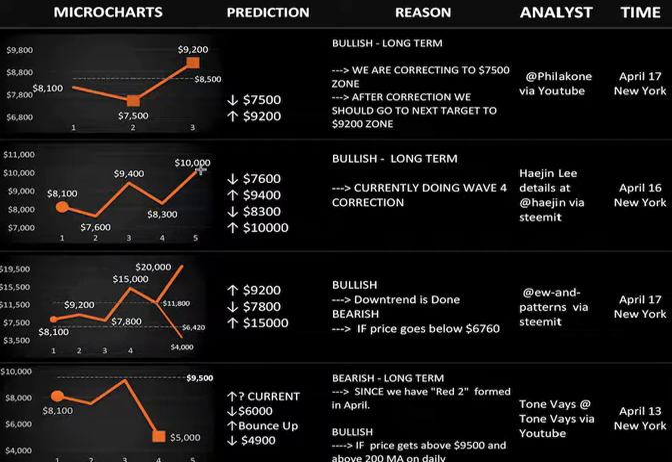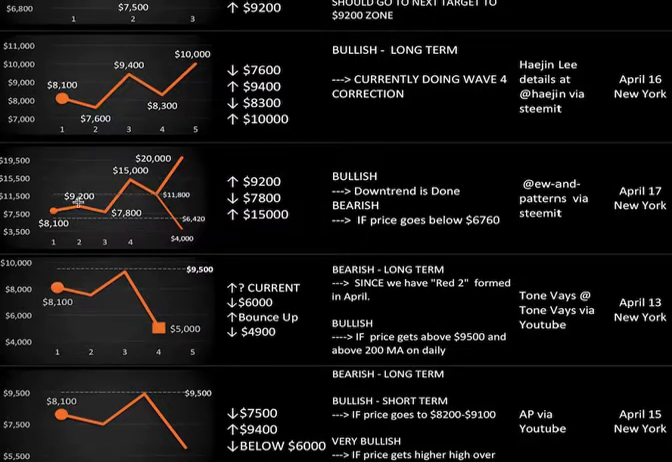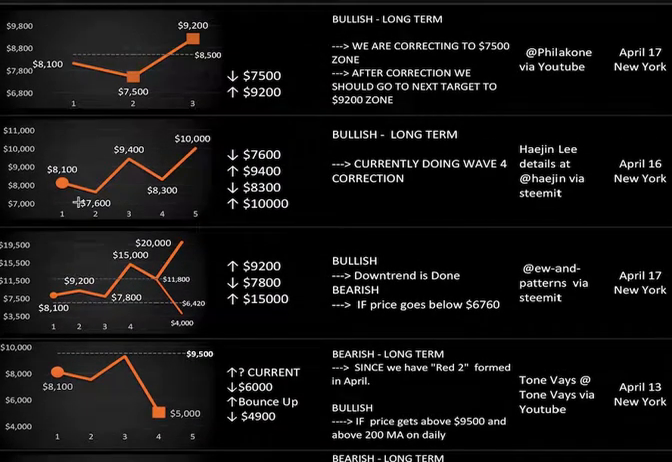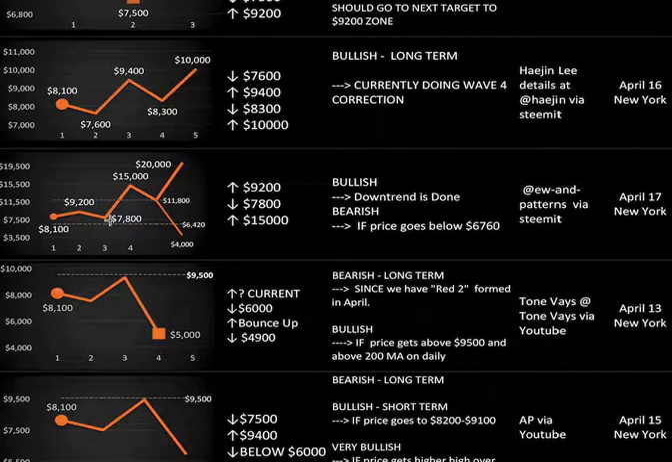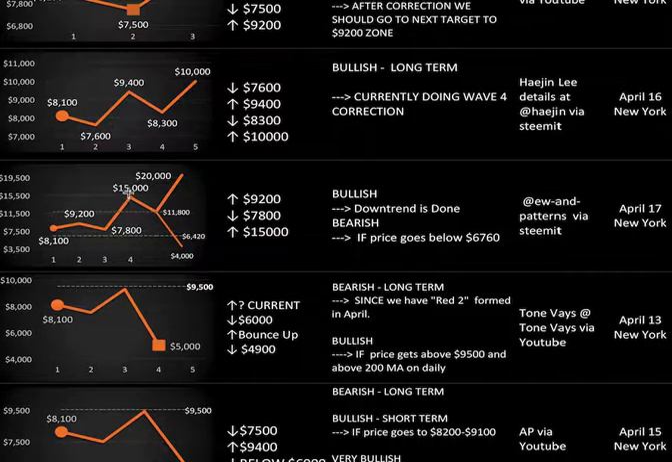Our next analyst, EW in patterns, also bullish, and he is an Elliot Wave technician as well. His view is we're starting here at 8100, moving up to 9200 to finish that Elliot Wave pattern that we have seen from our other analysts, correcting back down to 7800, moving up to 15,000, and then he sees 2 different ways we can go.